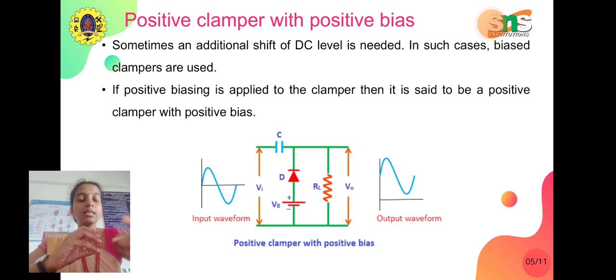Positive biasing means that the supply will be positive at the diode anode, and the diode cathode will be connected to the capacitor. When the input voltage is greater than the external supply voltage, then the capacitor and the diode will be in a forward bias condition, and it shifts the output waveform one step ahead. This is called positive clamper with positive bias.